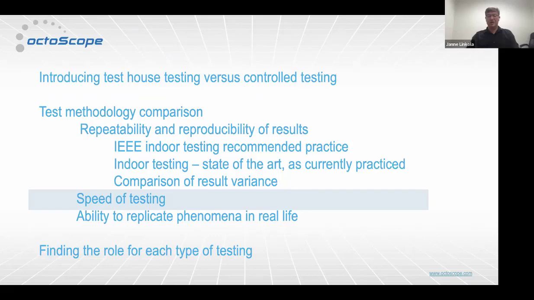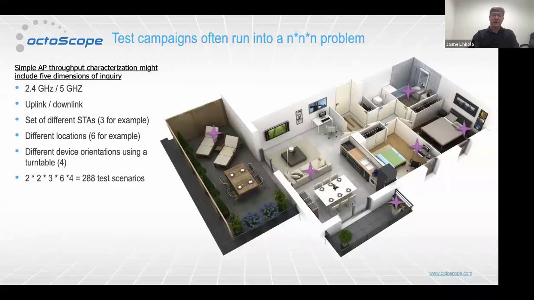Let's look at some aspects related to speed of testing. In order to set this up, let's imagine a scenario where we're perhaps interested in the performance of an access point. Perhaps we have a new product that we're interested in launching, and we want to characterize the performance of that product. So typically, this type of effort involves a couple of different dimensions of real-world use case. And we run into this problem that I call the n by n by n problem. So what do I mean by that?